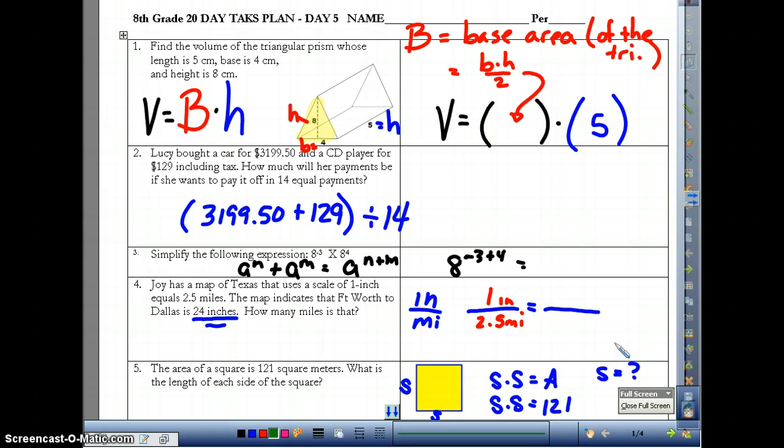Number 5, the area of a square is 121 square meters. This is 121 square meters. What's the side length of the square? Well, what number times itself gives you that area of 121? All right, and the units are going to be in meters.